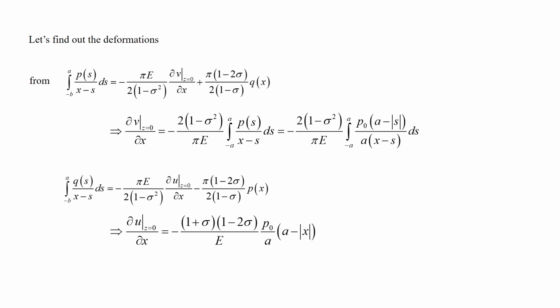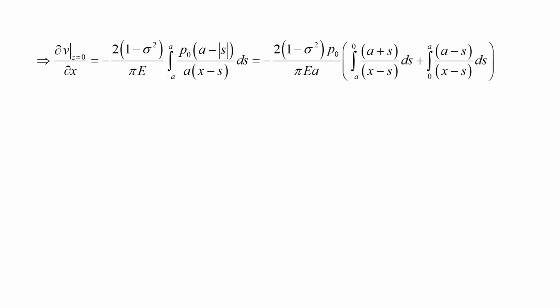Now, over here v needs to be found out and u needs to be found out. In order to find v, we first have to do this particular integration. So, we can write it like this. Over here a minus mod of s can be written between two different limits, minus a to 0 and 0 to a, where mod s becomes minus s, so it is a plus s here, and a minus s over here.